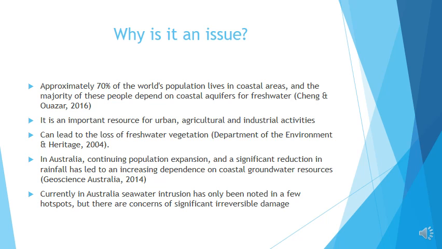In Australia, continuing population expansion and a significant reduction in rainfall has led to an increasing dependence on coastal groundwater resources. The reduction in rainfall means that there is a low recharge of coastal freshwater aquifers, which can lead to an encroachment of seawater. Currently in Australia, seawater intrusion has only been noted in a few hotspots, such as the Kwinana industrial area of Western Australia. But there are concerns of significant irreversible damage in many more low-lying coastal landscapes.